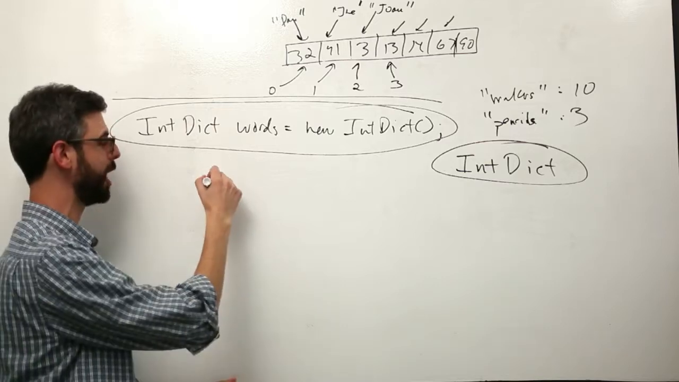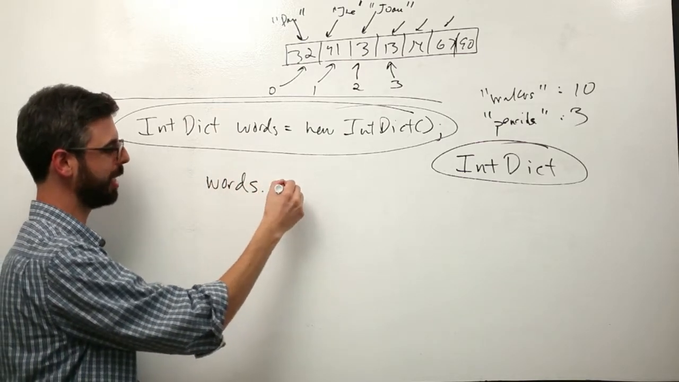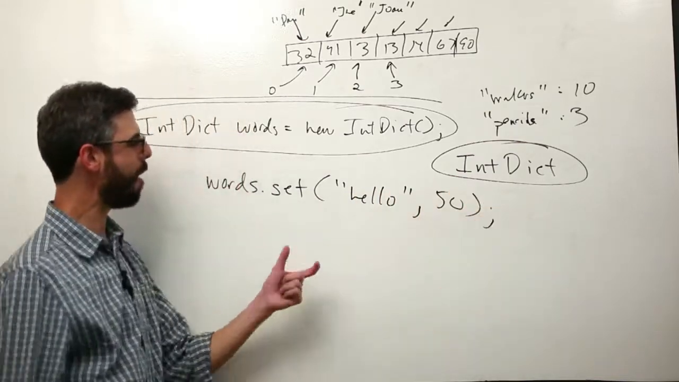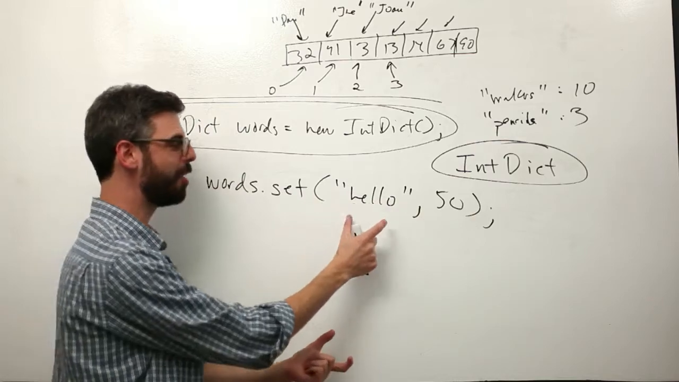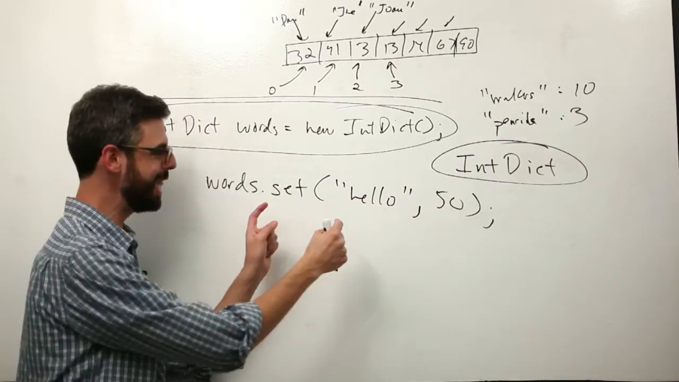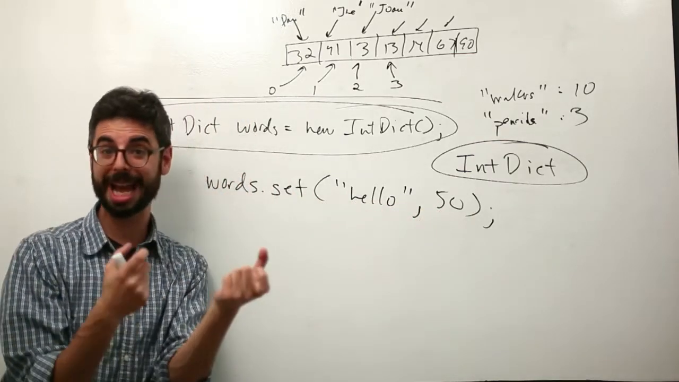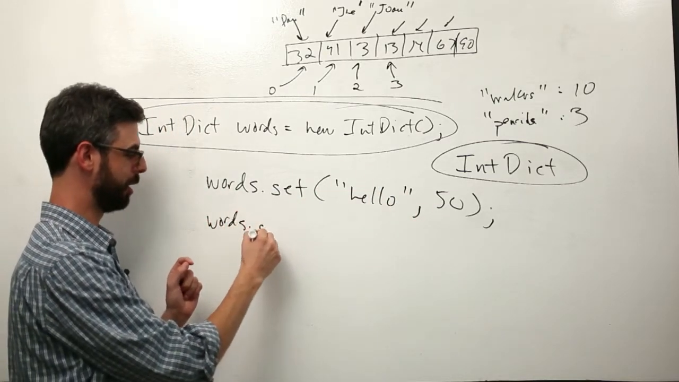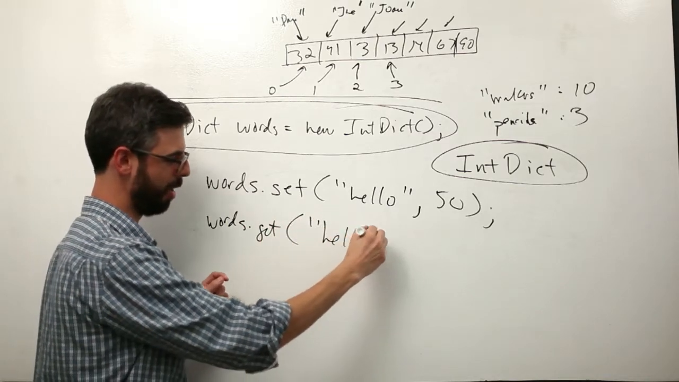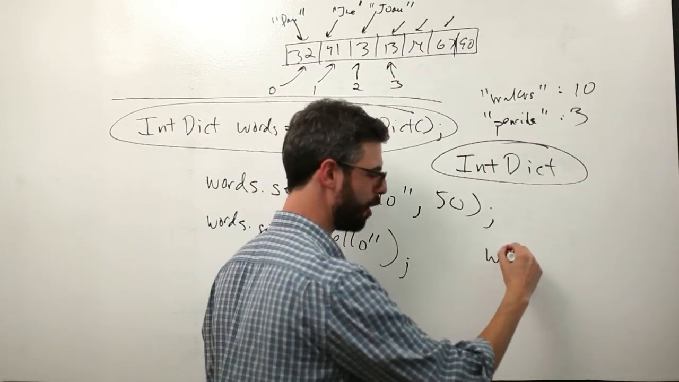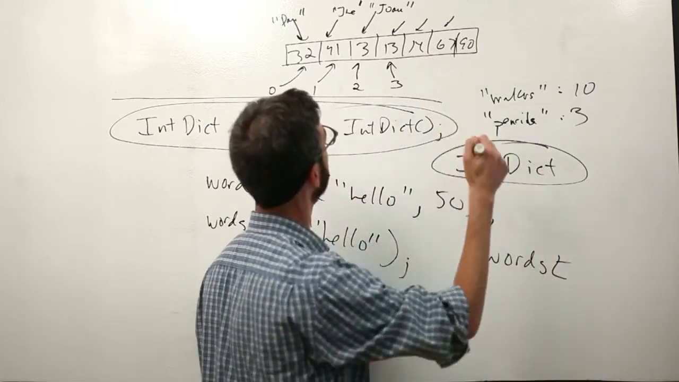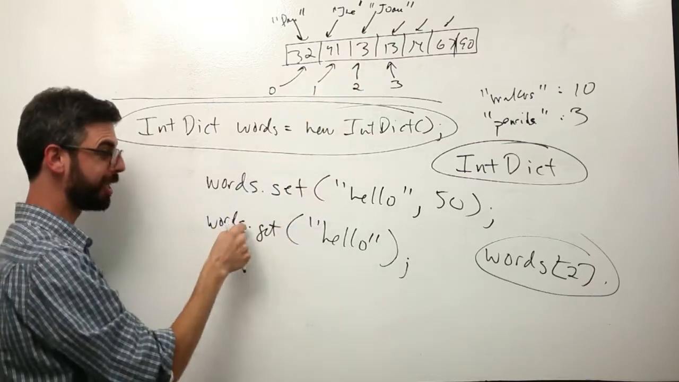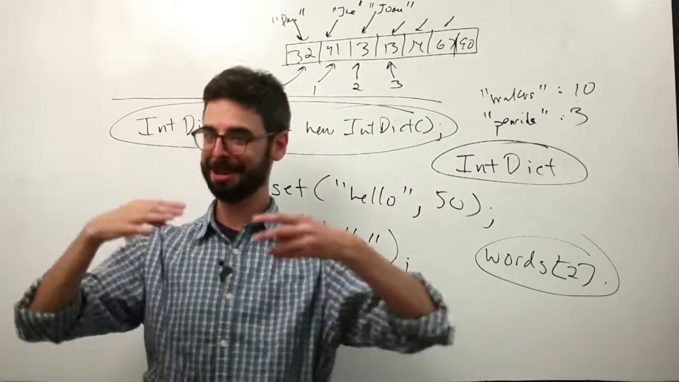And then I can do things like say words.set hello to 50. So now I've paired the number 50 with the word hello. In this data structure, 50 and hello are stored together, and I could always ask, I could say words.get hello. Much in the way with an array, we would have said, like, if this was words index 2, that gives me the number 3. words.get hello gives me the number 50.